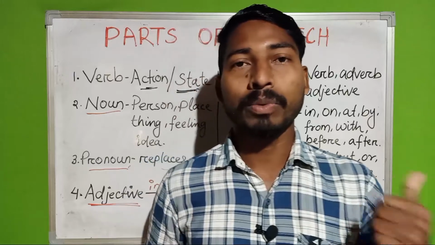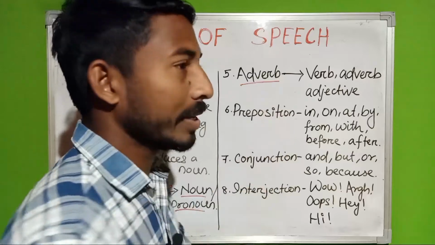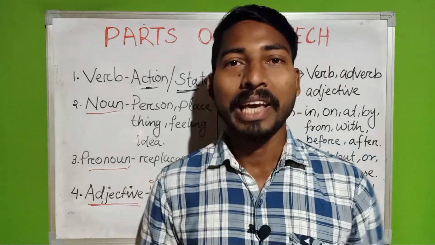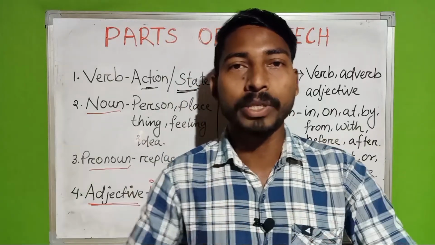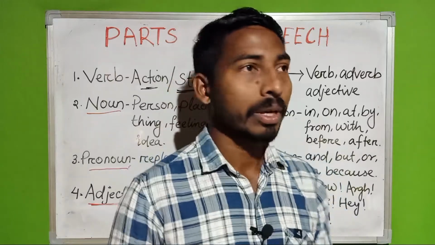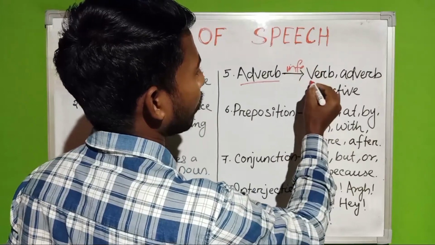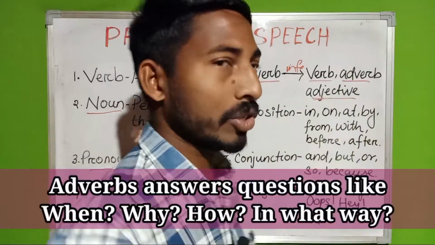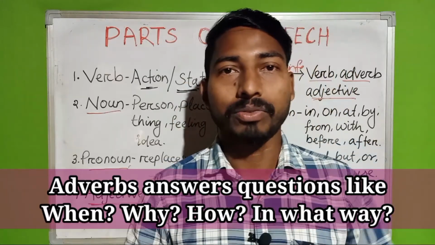Okay, so now we'll move to the next parts of speech, that is adverb. Now when I learned grammar in my school time, I was taught that an adjective gives an information about a noun and an adverb gives an information about a verb. And in fact, lots of teachers teach in the same way. But that is half correct, because an adverb can give the information about a verb, another adverb, or an adjective. And adverbs usually answer the questions like why, how, when, in what way, etc.